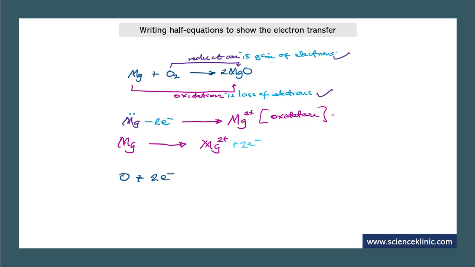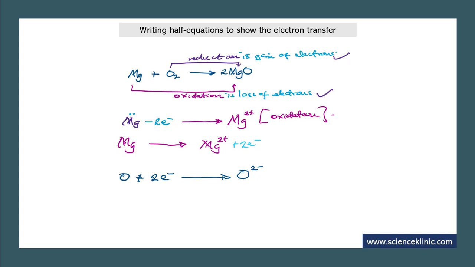Plus means gain of electrons. So oxygen atom gains 2 electrons from magnesium to become oxygen ion, and that will be indicated here as it has 2 extra electrons. So negative is the charge of electrons, or minus is the charge of electrons. So this is gain of electrons.